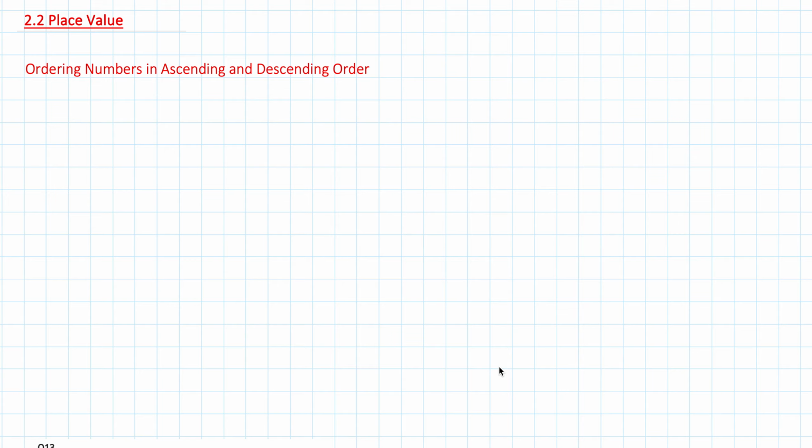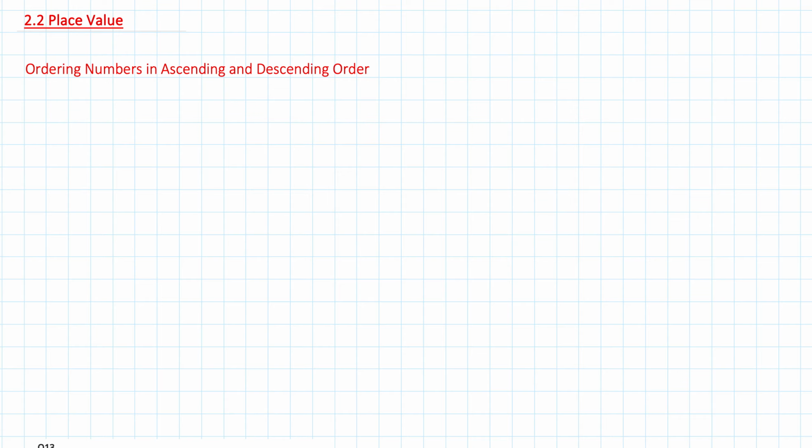We'll be doing the last part of this lesson, that is chapter 2.2, place value. That's your title that you should already have written, and your subtitle is ordering numbers in ascending and descending order. The first thing we're going to take into account is these terms, ascending and descending, because a lot of times students get confused with these ones.